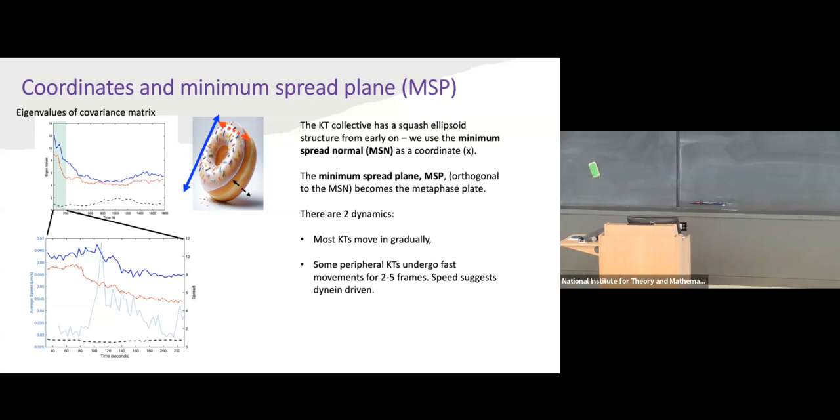I mentioned the fast events. So this is our 3 frame speed in light blue. You get these fast movements early on in contraction.